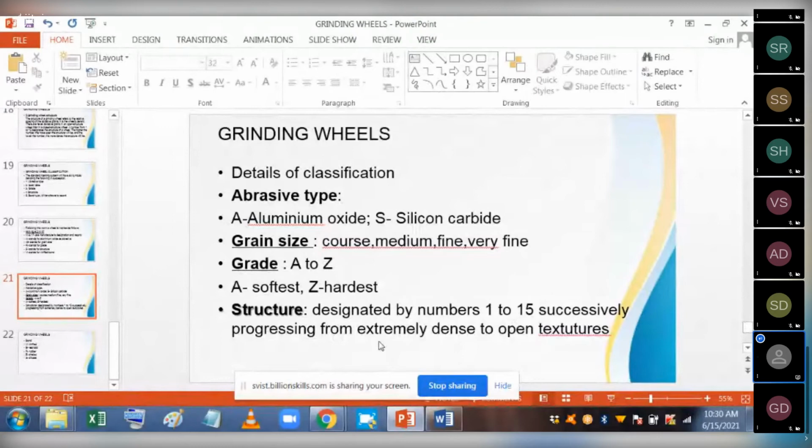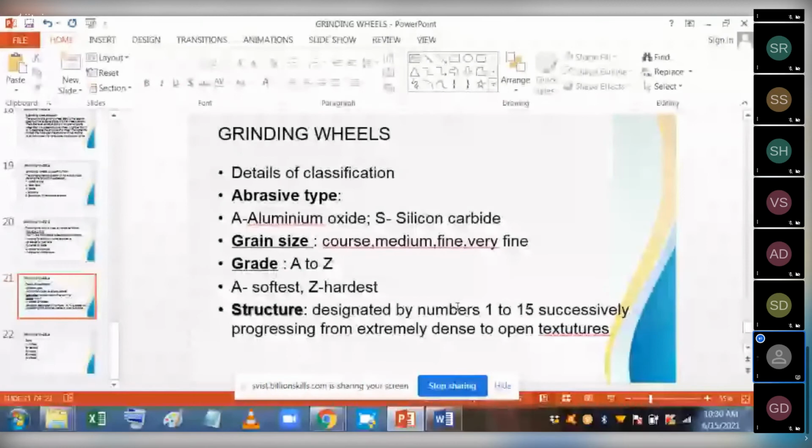So we had this wheel as 5, so somewhere towards the dense structure, this particular wheel. So this is the total material that is ready for today's class.